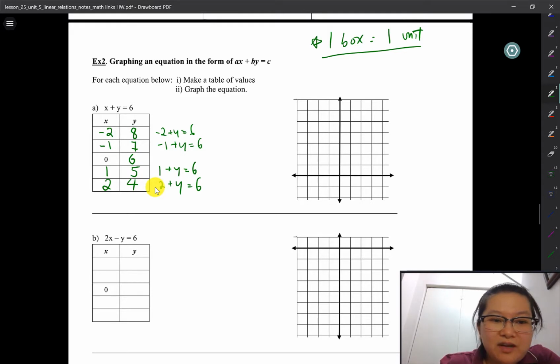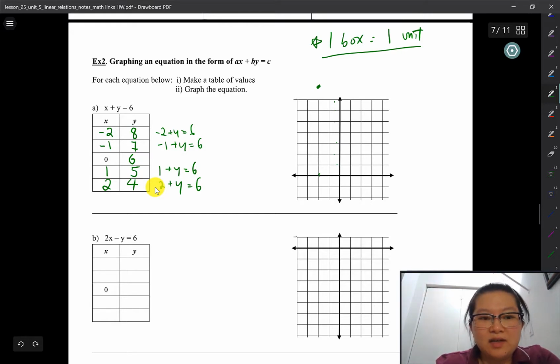So for example, in my first one, I get -2 is here, which is for my x value. My y is going up, and that's going to be 1, 2, 3, 4, 5, 6, 7, 8. However, it's going to be up here. Okay, so that's my first point. Then I have -1. -1 is going to be here. That's going to be 7, which is going to be here. 0 is going to be 6. 1, 2, 3, 4, 5, 6.